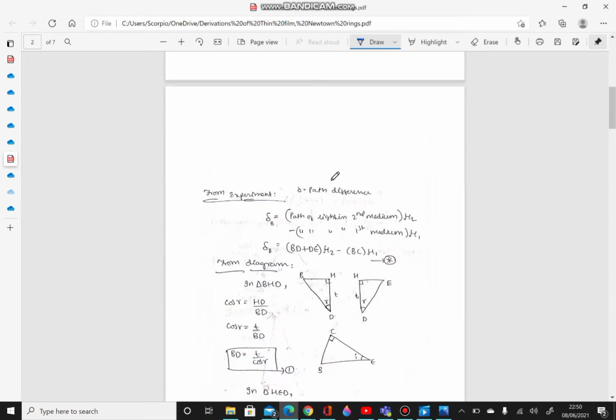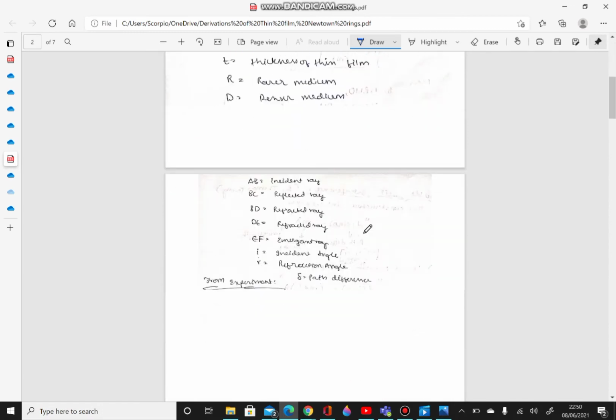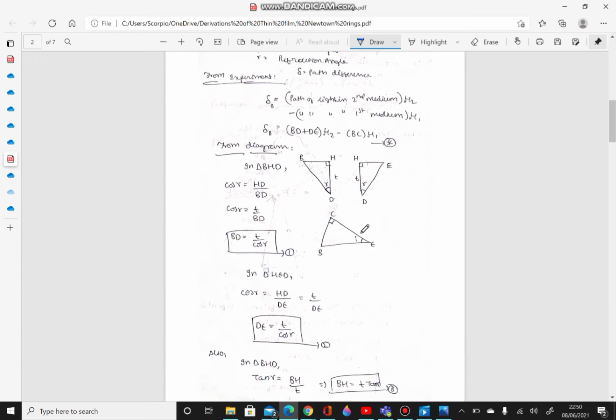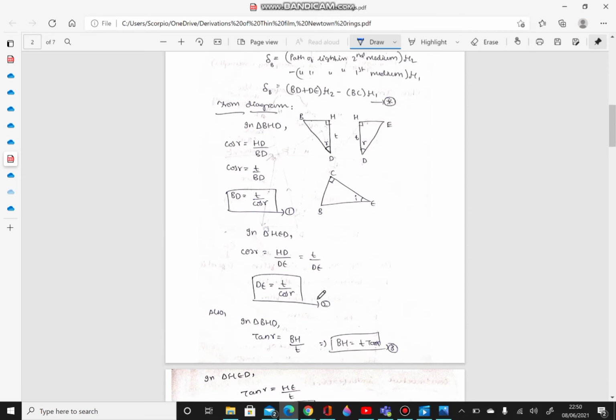And as we can see from the diagram, this HD is nothing but the thickness of this thin film, so that is t. And from this we can clearly write that BD equals t by cos r. In a similar way, from the triangle HED, we can find the other unknown in this path difference formula, that is DE, as DE equals t by cos r, similar to how we found BD in the triangle BHD. We also get the value of DE in triangle HED.